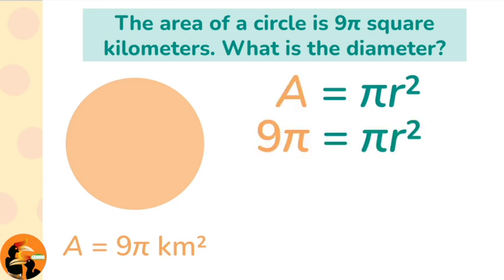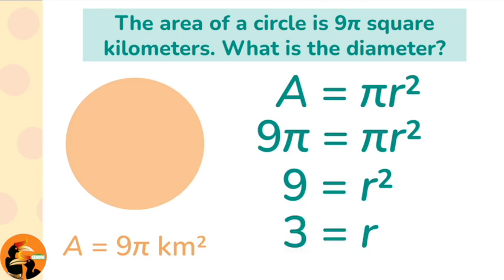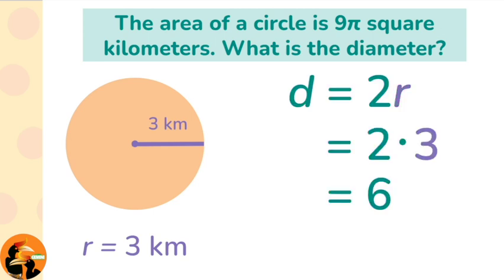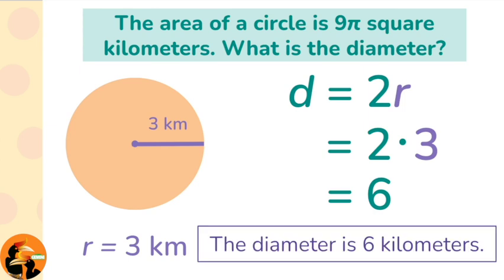We will plug in 9 pi for the area, then divide both sides by pi. Now take the square root of both sides to get that the radius is 3 kilometers. Now that we know the radius, we can easily find the diameter. We know that the diameter is twice the radius, so the diameter is 2 times 3, or 6. The diameter of the circle is 6 kilometers.